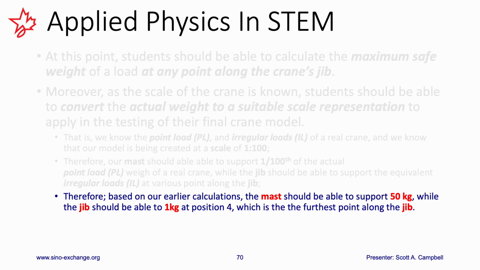Now, based on this information, we should be able to conclude that the mast of our model crane should be able to support 50 kilograms, while the jib should be able to support 1 kilogram at its furthest point, and this will give us suitable parameters for testing and evaluating our model crane.